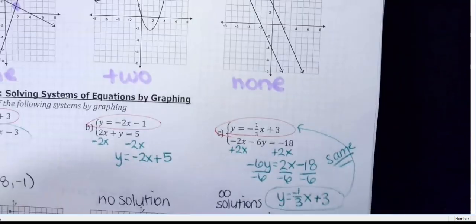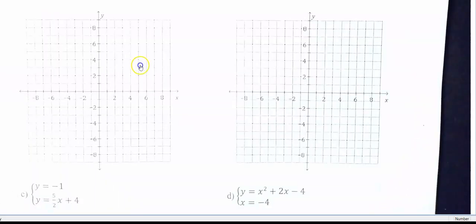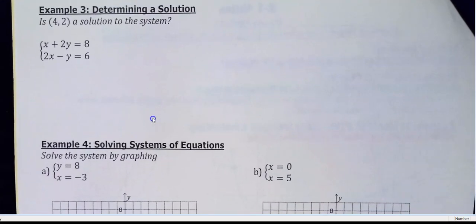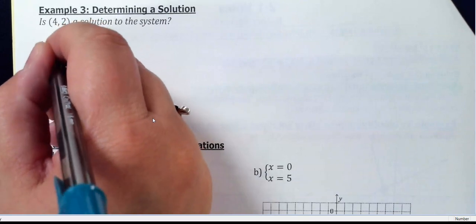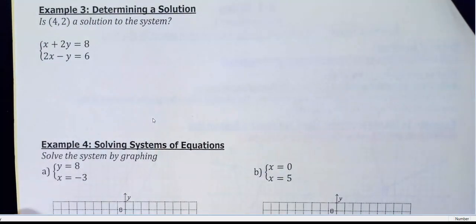All right. Now, the next problem I have here is not a graph. I just have for you a system, and right above the system, it says, is (4, 2) a solution to the system? So I'm not going to graph this. How would I just determine if that point (4, 2) they give me is a solution? Exactly. We're just going to plug it in to both equations. You're going to see if it makes the equation true. If you have a solution to a system, it has to make both of the equations true.